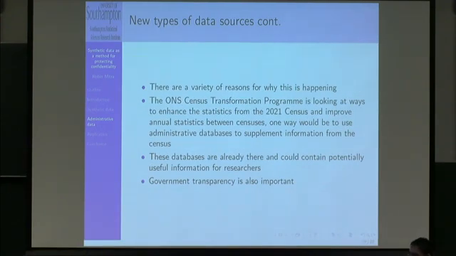Okay, so why is this happening? Several reasons. One thing is there's this ONS census transformation program that's looking at ways to enhance the statistics from the next census, the 2021 census, and improve annual statistics between censuses. So one way would be to use administrative databases to supplement information from the census. Another thing is that these databases already exist. And so, rather than having to commission costly sample surveys, which cost a lot of time and money, why not make this data available, because there could be potentially useful information that researchers could analyze and use. So why not release that? And then, of course, government transparency is also important too.